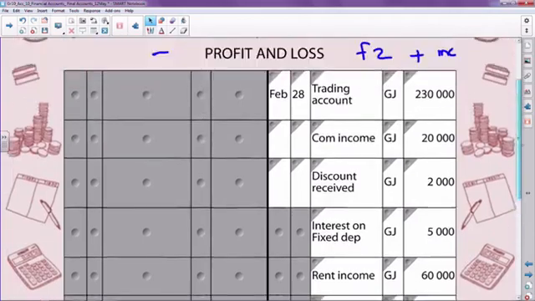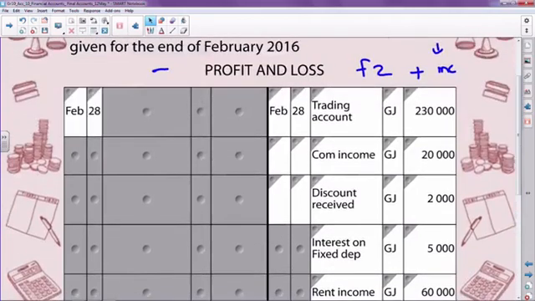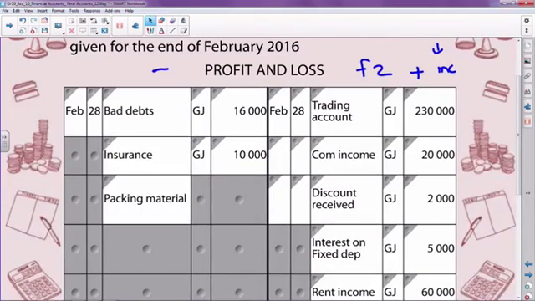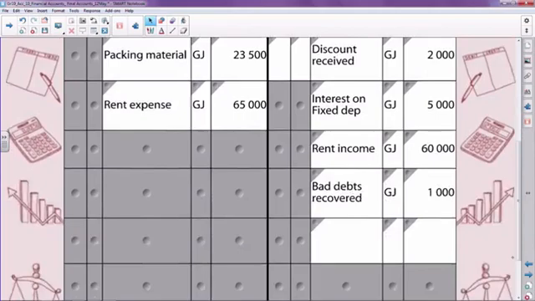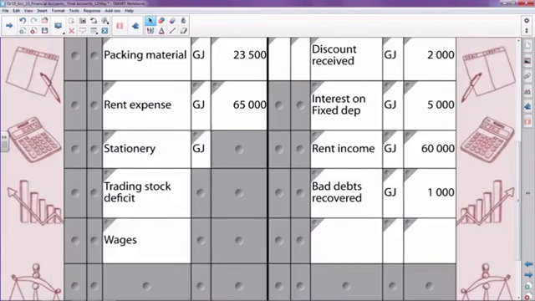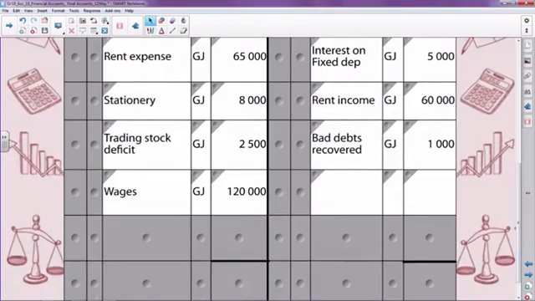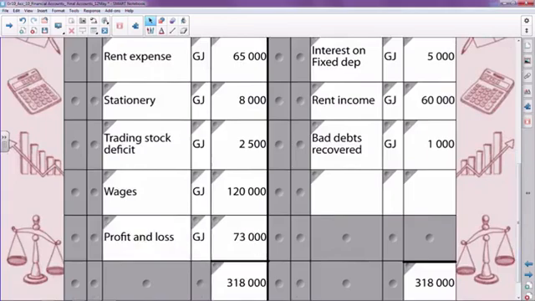But now, all your expenses will be listed February 28th. And you'll list all of them here on the debit side. Your bad debts, your insurance, the totals will all be just transferred here. Your rent expense. Let's quickly finish up. Your other expenses will be, let's just quickly check here, your stationery, your trading stock deficit, your wages, all of them will be shown on the debit side. And then I need to take the bigger side, which will be your income, take it over to the other side, and then I can calculate my net profit and loss.